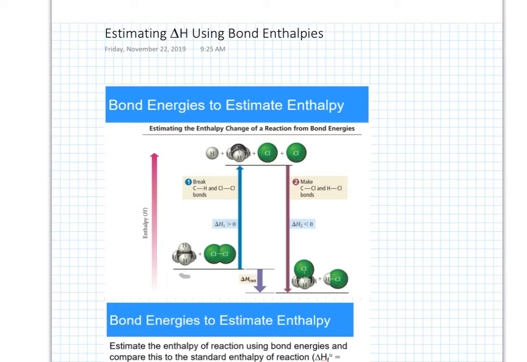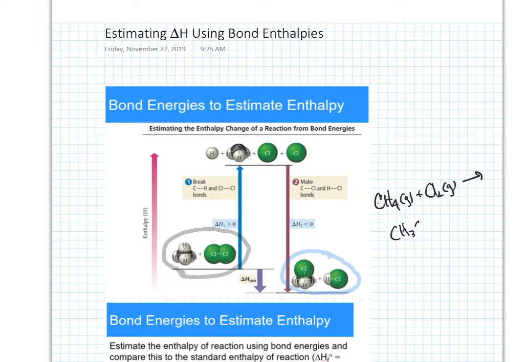So let's say we start with some reactants over here. In this case, it's CH4 and chlorine. And we're going to react those together to form products of CH3Cl plus HCl. All right, so let me write down the chemical reaction depicted here. CH4 gas plus Cl2 gas yields CH3Cl plus HCl. I should note that that's a gas. And we don't know what delta H for this reaction is.